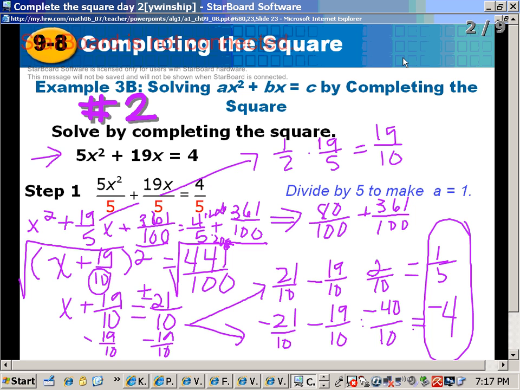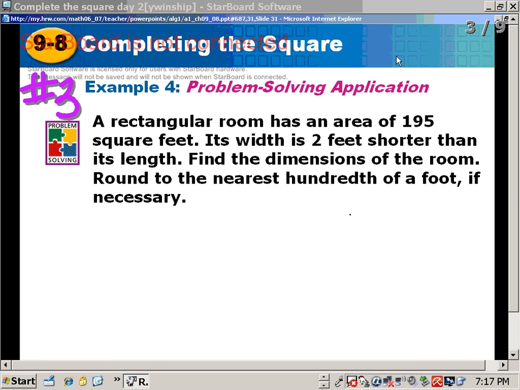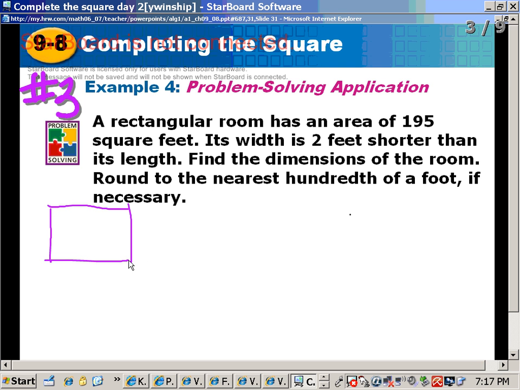All right, next problem is a word problem, and this is going to be very similar to one that was on the test, except we are going to do this by completing the square. We have a rectangular room. The area is 195. The width is 2 feet shorter than the length.